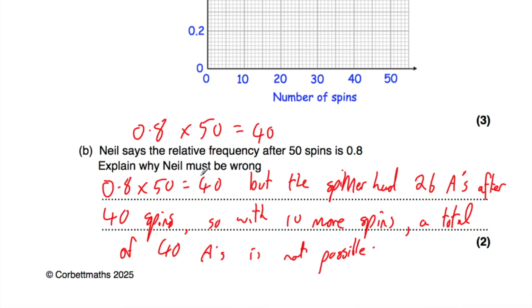So I've just explained that 0.8, the relative frequency that Neil's claiming, multiplied by 50, the number of spins, would mean that there's 40 A's. But the spinner had 26 A's after 40 spins. So with 10 more spins to get to 50, a total of 40 A's is not possible. It can't go from 26 A's up to 40 A's in 10 more spins. And that's it. So Neil is wrong. Okay, let's have a look at our next question.